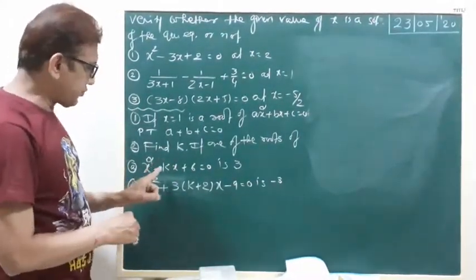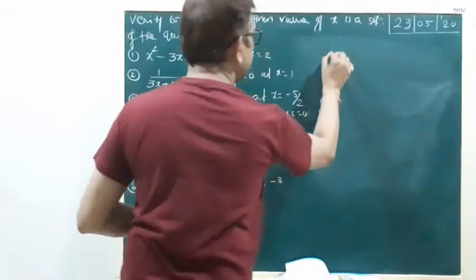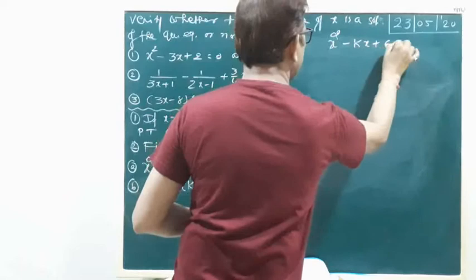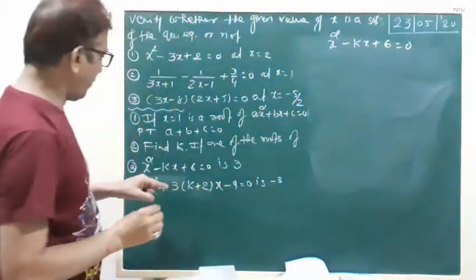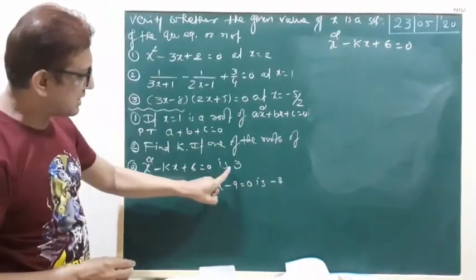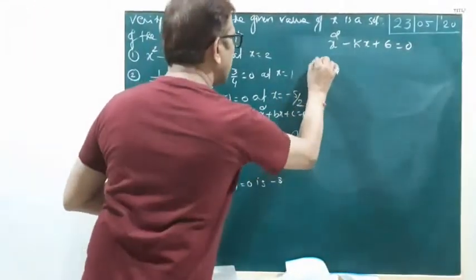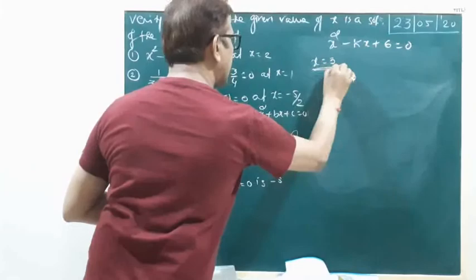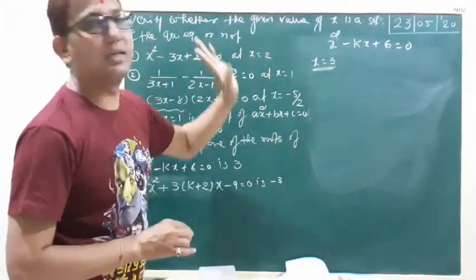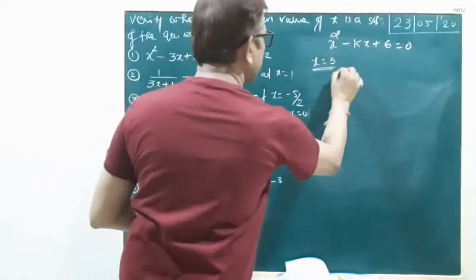Okay, first we write x square minus kx plus 6 equal to 0. Find k if one of the roots of this quadratic equation is 3. Now put x equal to 3. x equal to 3 is already given for that equation. Okay, now put x equal to 3.